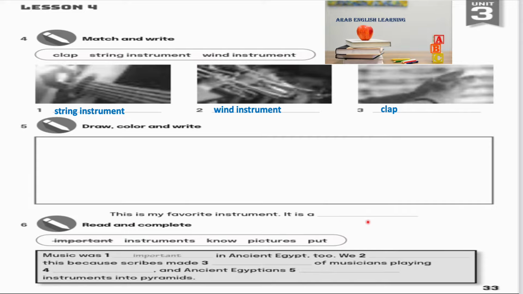It is what? Exercise 6, read and complete. Use these words in the box. Music was important in ancient Egypt too. We know this because scribes made pictures of musicians playing instruments, and ancient Egyptians put instruments into pyramids.